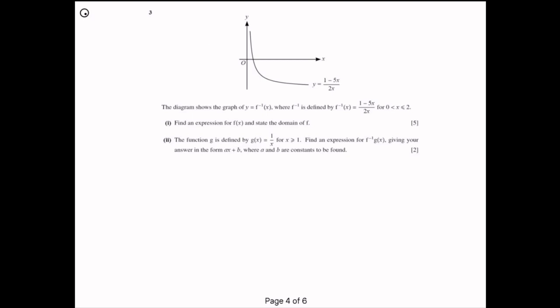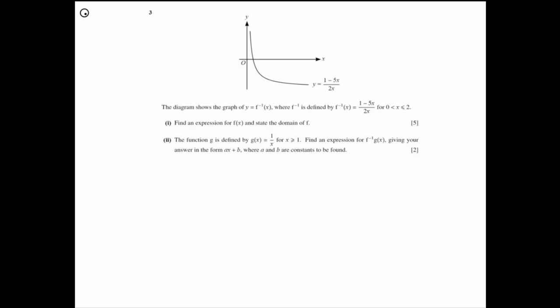Then we have the next question. This diagram shows the graph of the inverse of f of x, where the inverse of f is defined by the inverse of f of x equals 1 minus 5x over 2x, for x between 0 and 2, where it can't equal 2. And we need to find an expression for f of x, then state the domain of f.